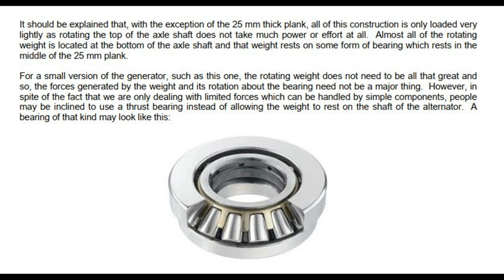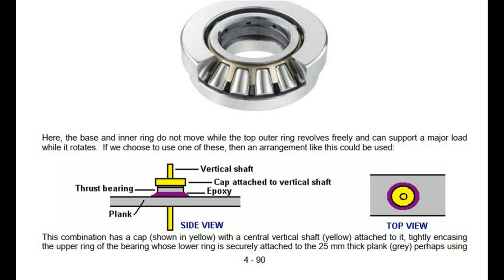by simple components, people may be inclined to use a thrust bearing instead of allowing the weight to rest on the shaft of the alternator. A bearing of that kind may look like this. Here, the base and inner ring do not move while the top outer ring revolves freely and can support a major load while it rotates.